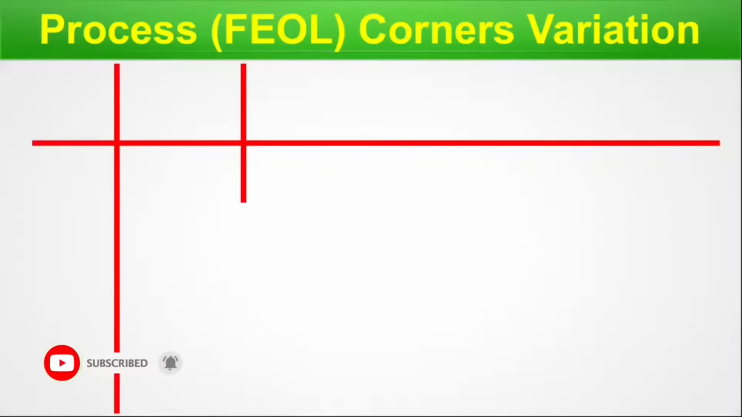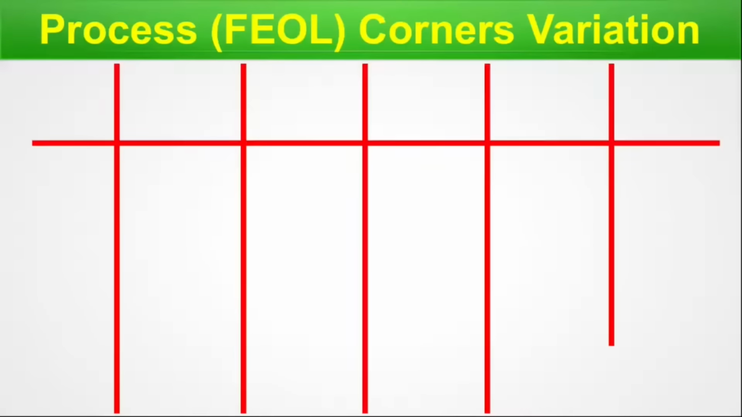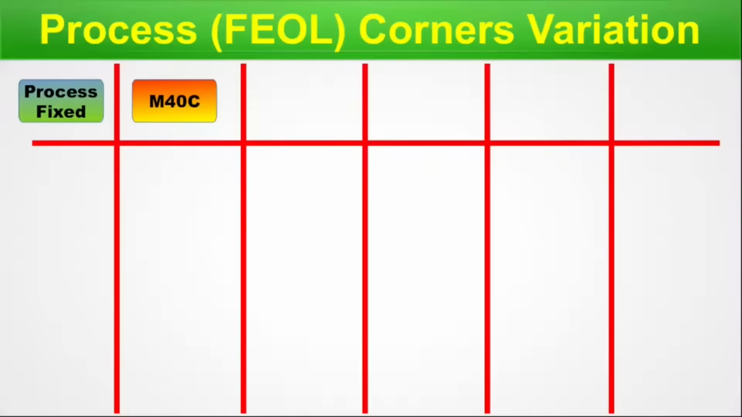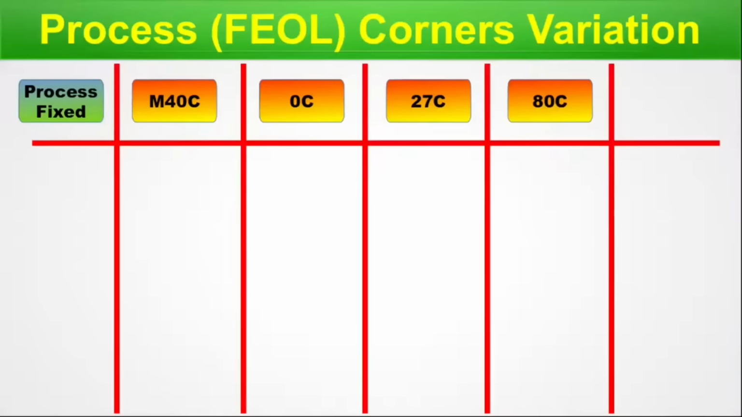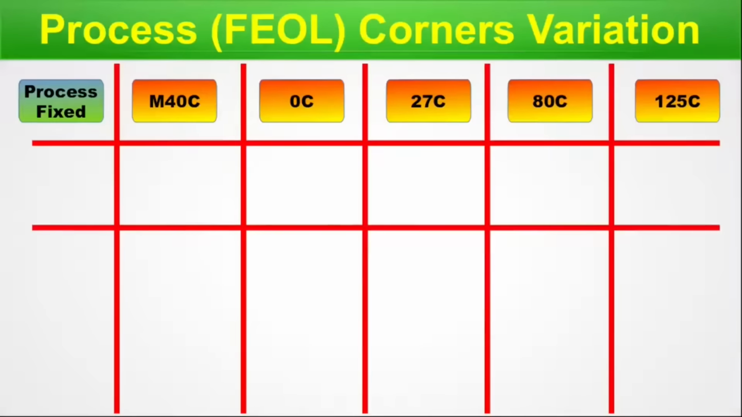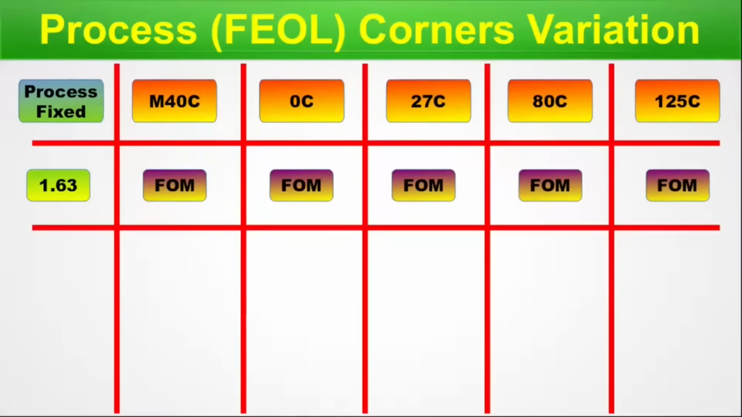Now again we will do some variation here. Here we are keeping the process fixed. -40, temperature we are varying in the first row. This is same as the previous slide, and here in the first column we will vary the voltage, that is V, 1.63, and for that we will expect different figure of merits for a particular thing.